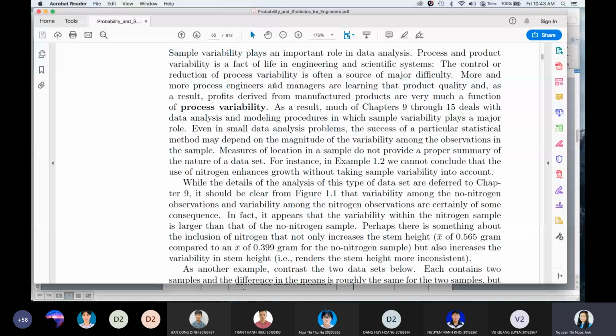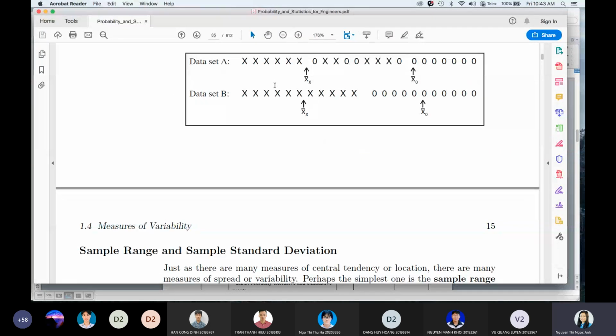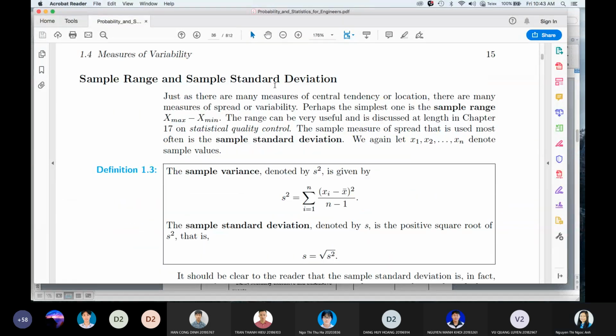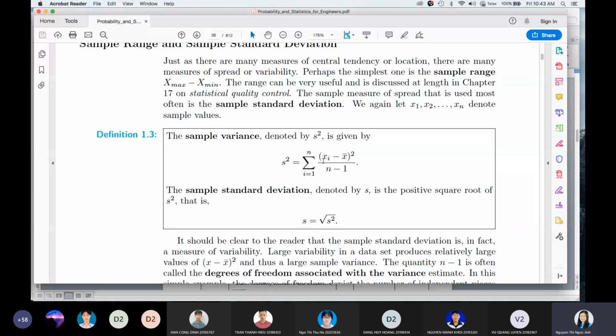The concept is the sample standard deviation. And the other concept is the sample range. Sample range is the value of x max minus x min.